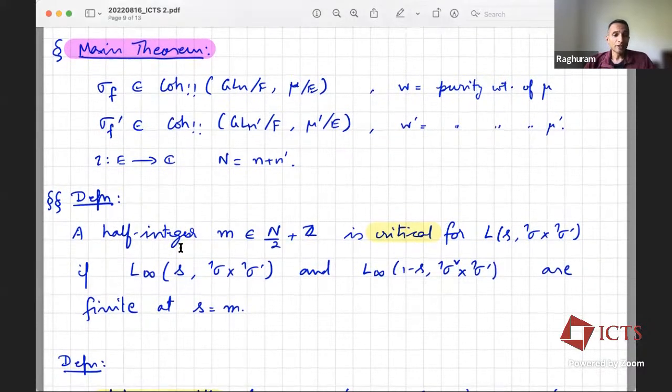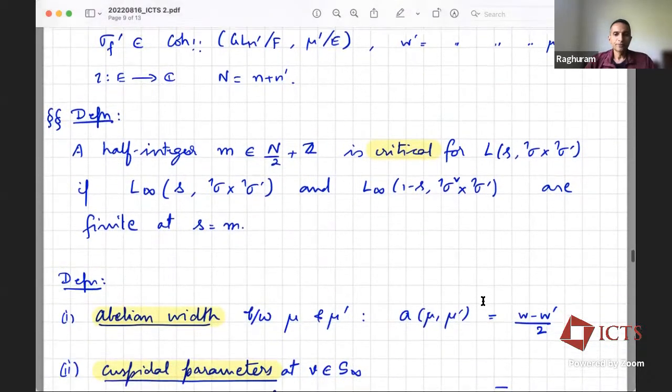Definition: a half integer m, possibly half integer, which lives in N over 2, depending on the parity of capital N, is critical for this Rankin-Selberg L function. By definition, it's critical if the gamma factors on either side of the functional equation are finite. Oh, I'm missing a dual here, sorry. So the gamma factors on either side of the functional equation should be finite, no poles. They got to be regular at this s equals m. So this is on one side, and on the other side, the value at 1 minus s of iota sigma dual, and this should be iota sigma prime, there should be a little check there, dualized. These got to be finite at s equals m.